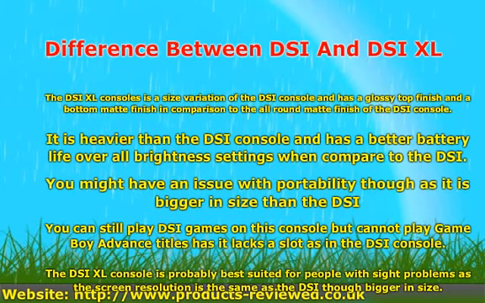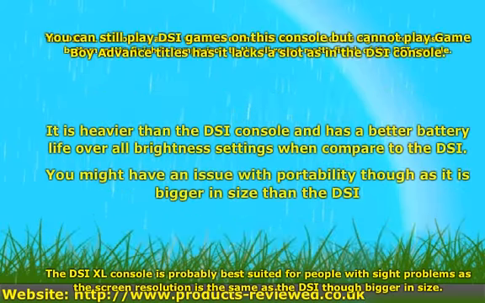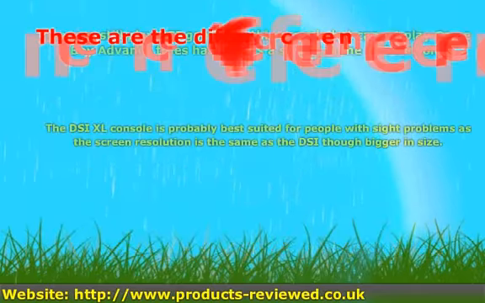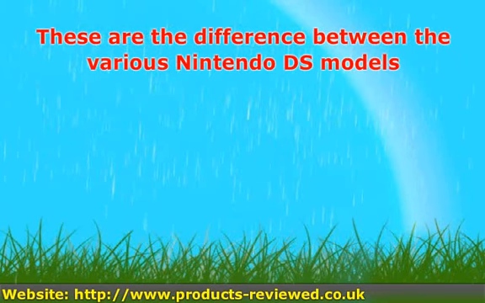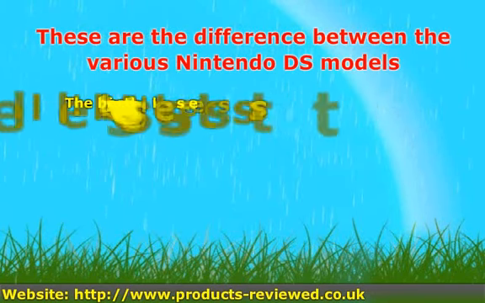You can still play DSi games on this console, but cannot play Game Boy Advance titles as it lacks a slot as in the DSi console. The DSi XL console is probably best suited for people with sight problems as the screen resolution is the same as the DSi, though bigger in size. These are the differences between the various Nintendo DS models. The best-selling handheld gaming console to date.